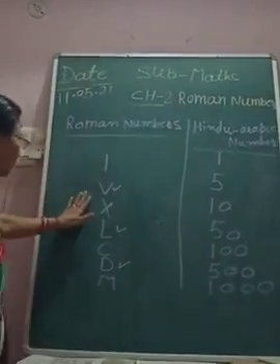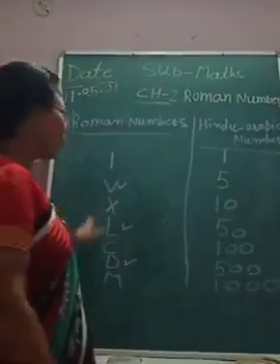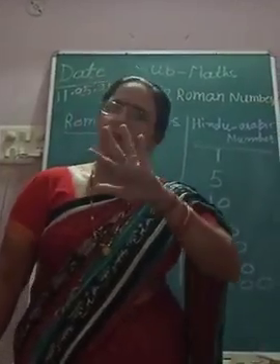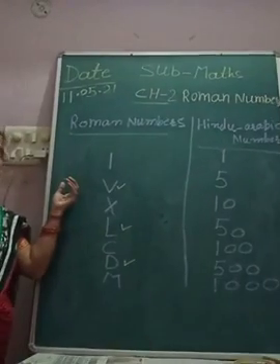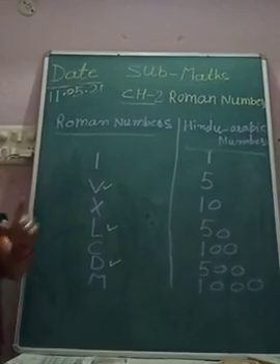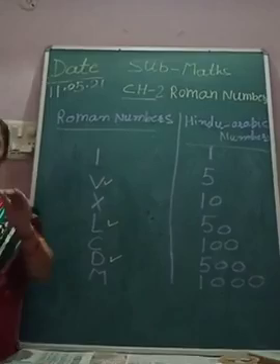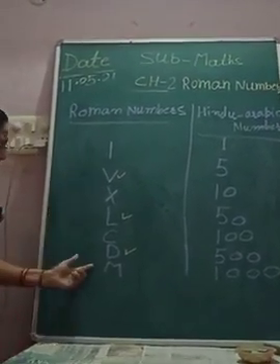But here in Roman numerals there is a rule. Any symbol we cannot repeat more than 3 times. Means if we have to add numerals in Roman number, we can only add 3 times, not more than 3 times. But in that also, only some numerals can be repeated, not all of these.